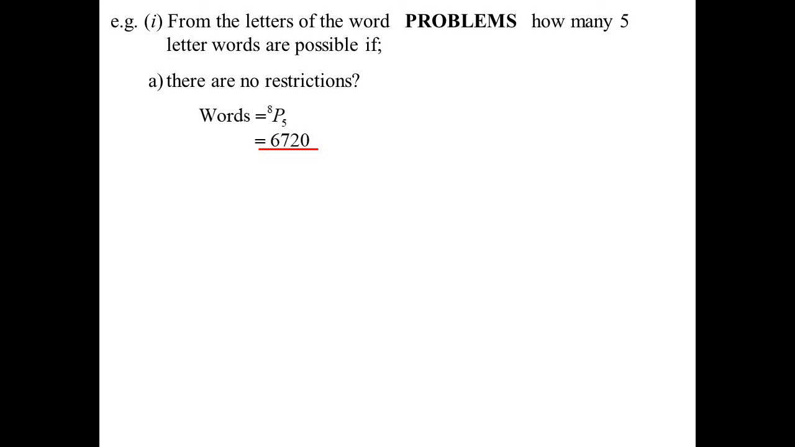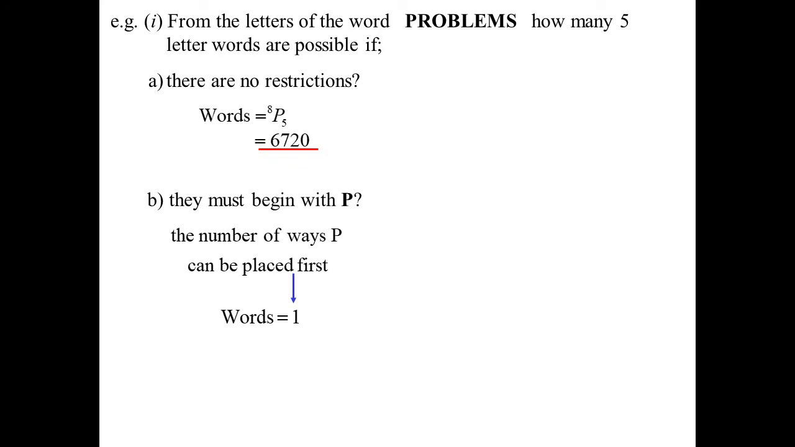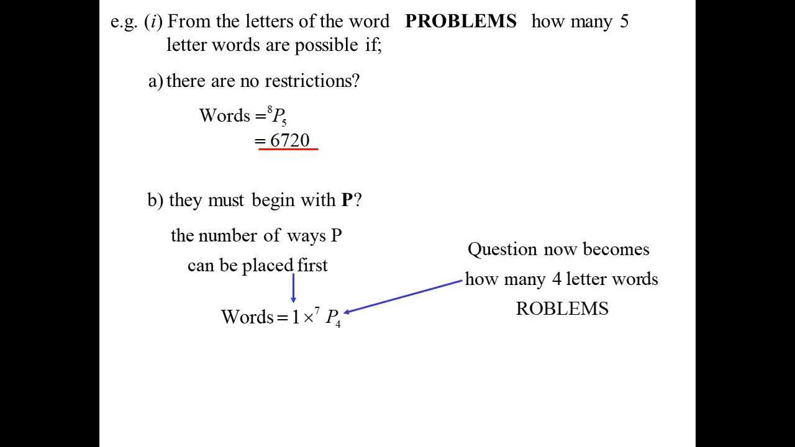Well, let's make it more fun than that. The word must begin with P. Always look after your restriction first. The word must begin with P. So we'll start off and place the P, and there's only one way we can do it. It has to be the first letter. So P goes first. Now I need another 4 letters, but you see, the question has now changed. It's now 7P4 because really what we're now saying is how many 4-letter words can we make out of roblems? So 7P4, 840.